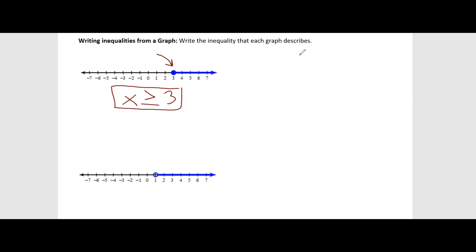For the one down below, I have 1. But this time, if I'm going to use x, this is an open point. So I cannot include 1. So I can just say x is greater than, but not equal to 1. So x is greater than 1. And that would be my inequality for the second one.